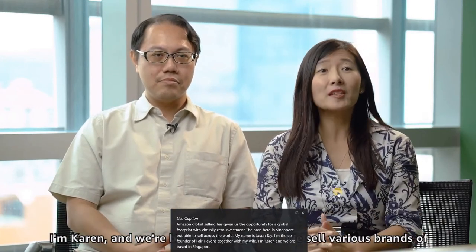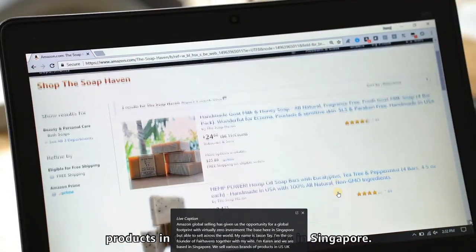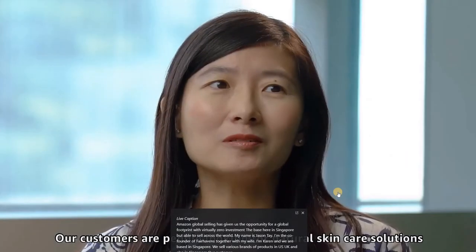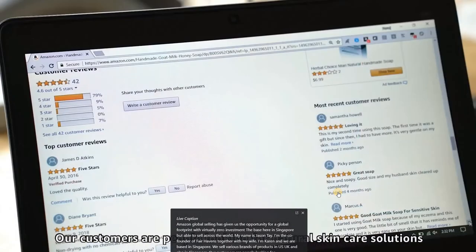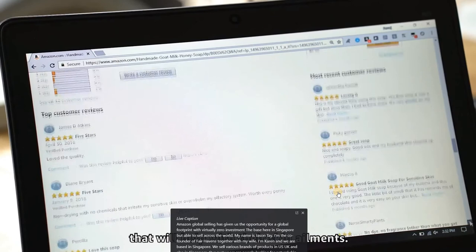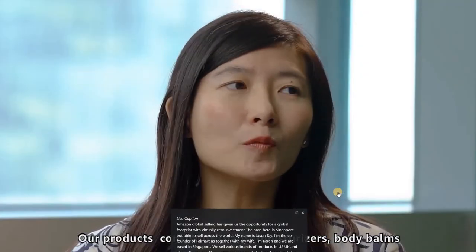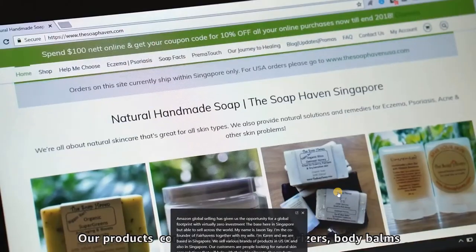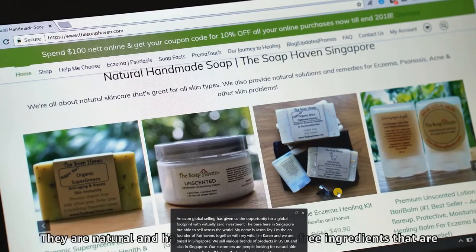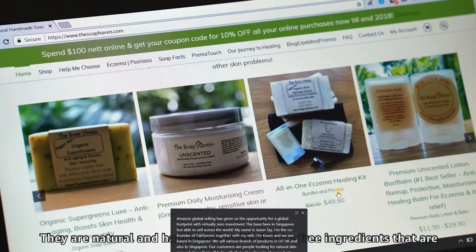We sell various brands of products in the US, UK, and also in Singapore. Our customers are people looking for natural skincare solutions that will help with their skin ailments. Our products consist of soaps, moisturizers, body balms, and essential oils. They are natural and handmade with GMO-free ingredients that are great for your skin health.